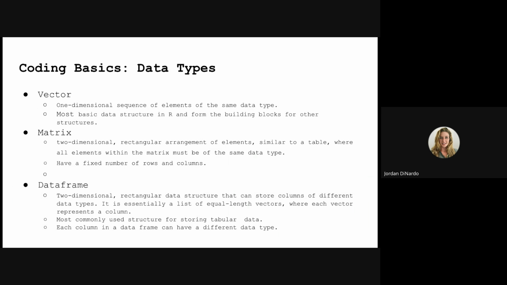And then finally, data frames. These are two-dimensional as well, rectangular data structures that can store columns of different data types. So this is different from matrices, where every single column and row had to be the same data type. Data frames allow you to have a bit more freedom. You can have a column of numeric, you can have a column of characters or factors. So this is, I think, what we're all really used to, working in Excel, having multiple columns of different types of data. This is the most commonly used structure for storing tabular data. Each column in a data frame can have a different data type. Okay.